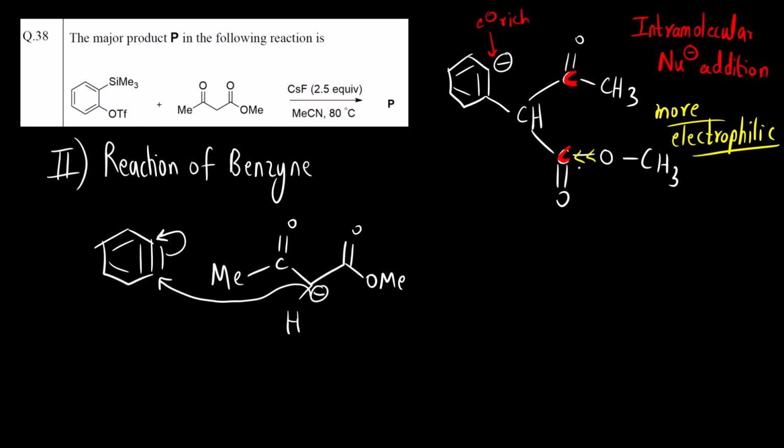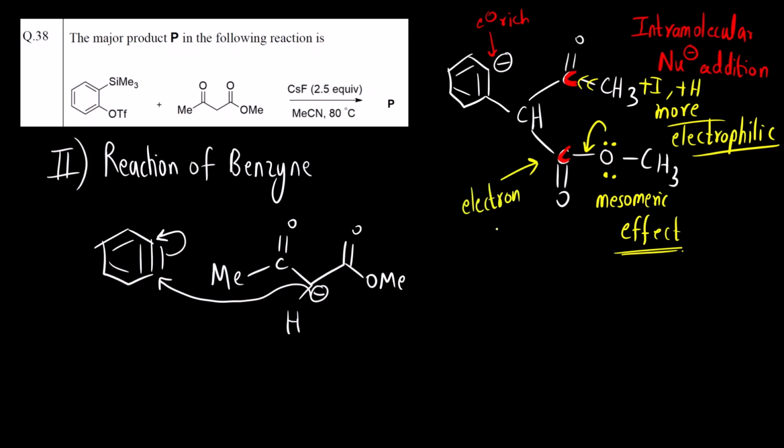Here if you see the oxygen atom, it has a lone pair which can donate electron density via the mesomeric effect, or resonance. And here, the methyl donates via which effect? Plus I inductive effect and hyperconjugation. We know the mesomeric effect is more dominant over the inductive effect. So this carbonyl carbon is electron rich, or we can say less electrophilic.